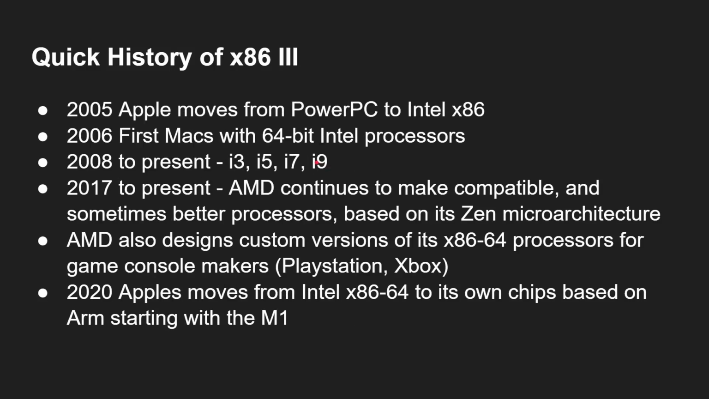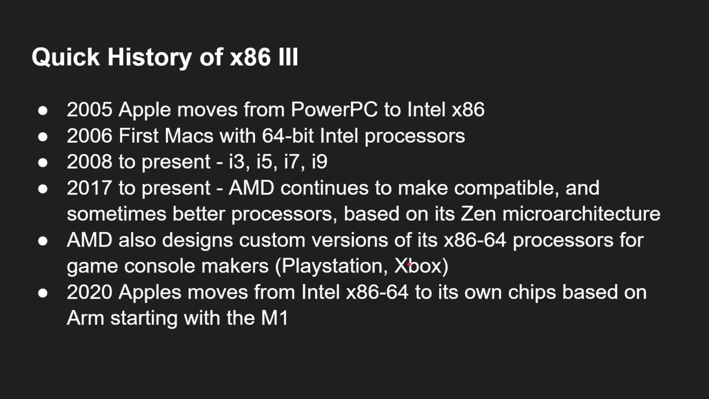Then to close out our story of x86, in 2005, Apple moved from the PowerPC to Intel processors. In 2006, you have the first Intel Macs with 64-bit processors. And then from then until today, you've got the i3, the i5, the i7, the i9, and we're up to the 10th, 11th generation that Intel are producing. AMD, of course, is still here. From 2017 to the present, AMD continues to make compatible and sometimes better processors based on its Zen microarchitecture. AMD also designs custom versions of its x86-64 processors for game console makers like the PlayStation and the Xbox.